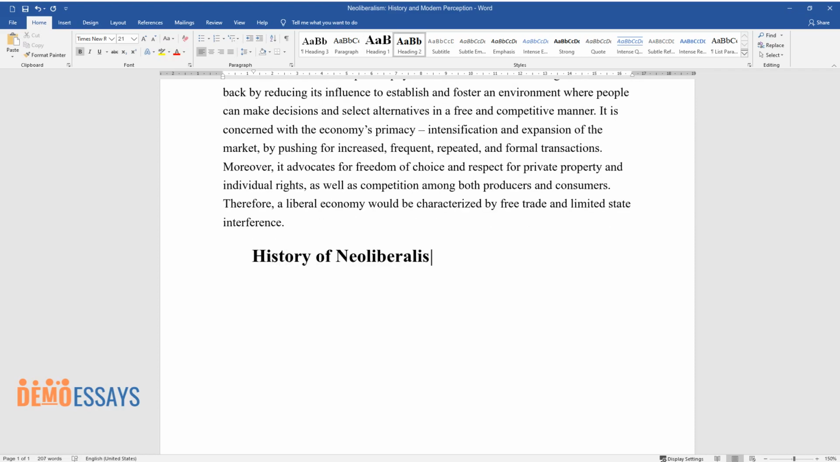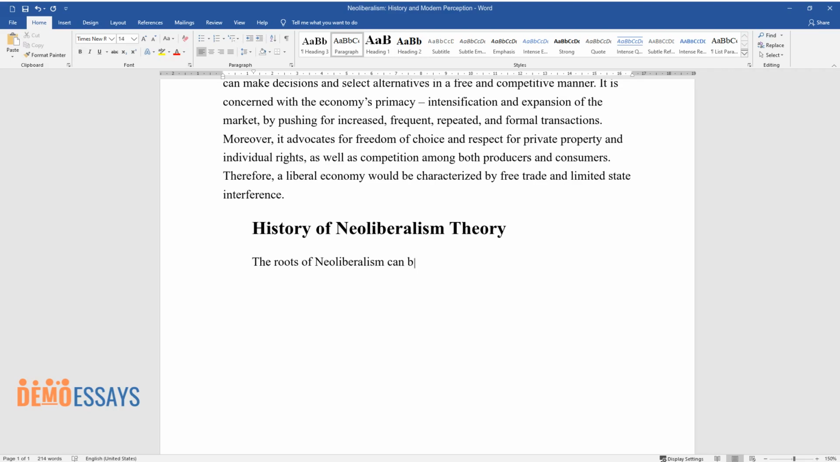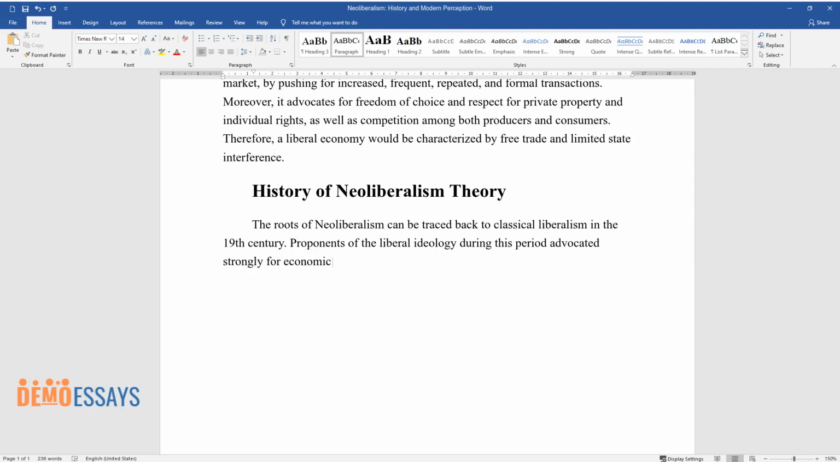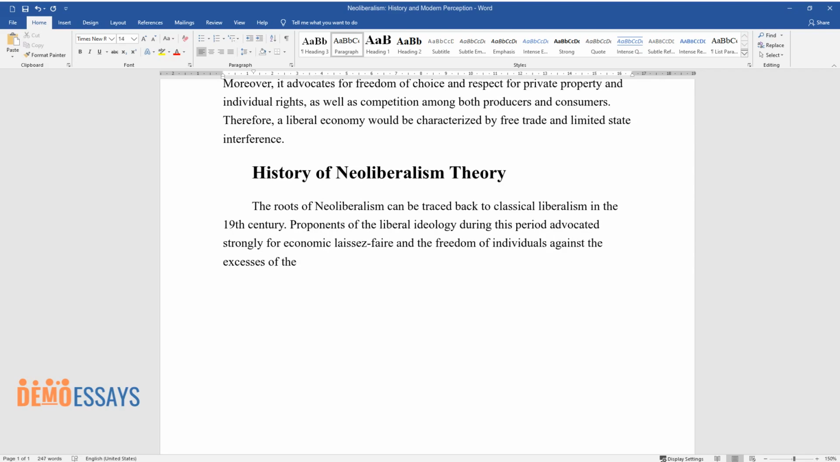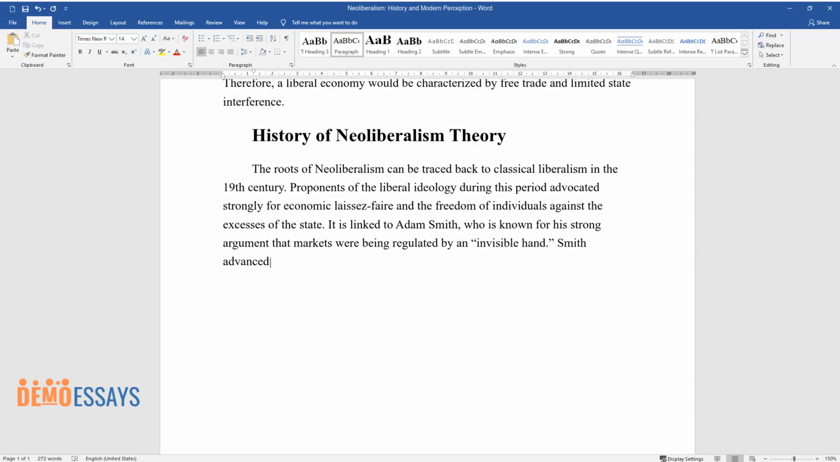History of neoliberalism theory. The roots of neoliberalism can be traced back to classical liberalism in the 19th century. Proponents of the liberal ideology during this period advocated strongly for economic laissez-faire and the freedom of individuals against the excesses of the state. It is linked to Adam Smith, who is known for his strong argument that markets were being regulated by an invisible hand.